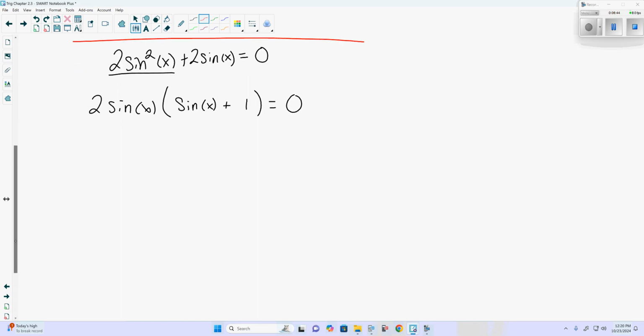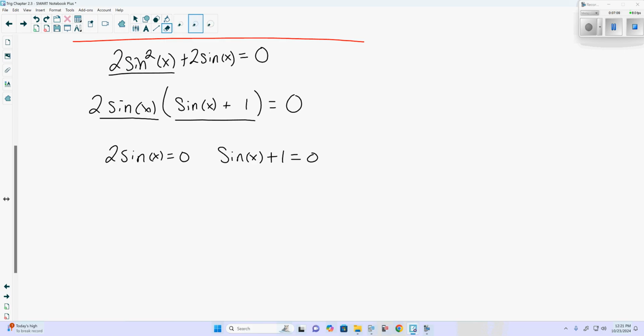The reason we want to do this is because now we have 2 or more things multiplied together that equal 0. So according to the zero product property, one of these things must be 0. Either sine of x plus 1 is 0, or 2 sine of x is equal to 0. Well, with our 2 sine of x, we really talked about this yesterday. We could just say it's sine of x, because the 2 is also being multiplied with sine of x. I can't do anything to the 2 to make it be 0, so our main focus is sine of x.